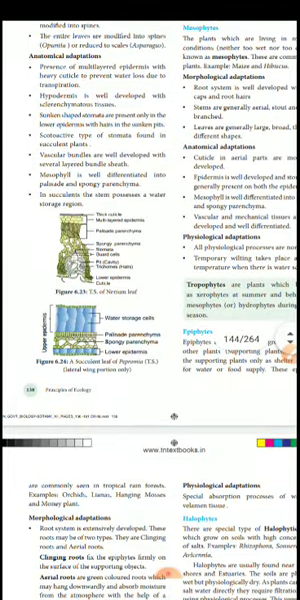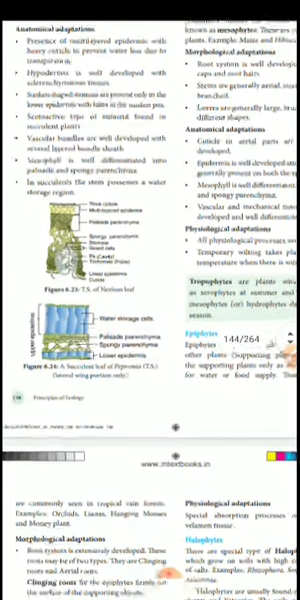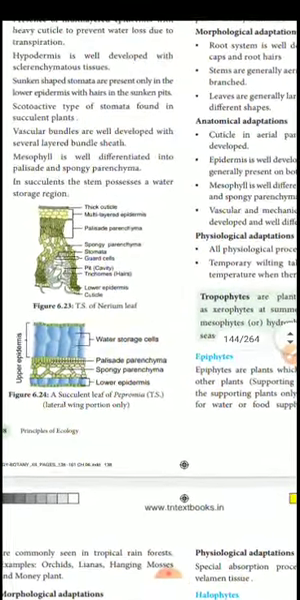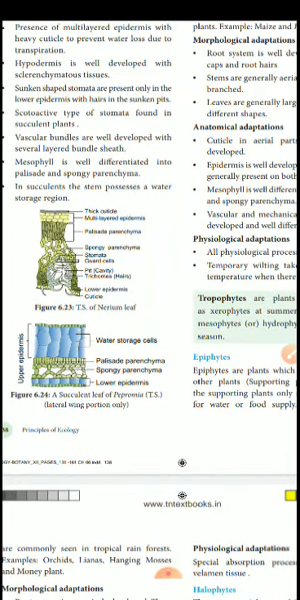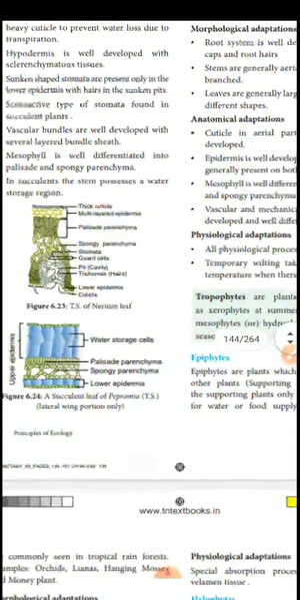Next, sunken stomata are present only in the lower epidermis, and the hairs in the shrunken pits. Next, scotoactive type of stomata are found only in succulent plants. Vascular bundles are well developed with several layers of bundle sheath. A vascular bundle is nothing but xylem and phloem cells present together. Mesophyll is well differentiated into palisade and spongy parenchyma cells. The stems possess a water storage region.